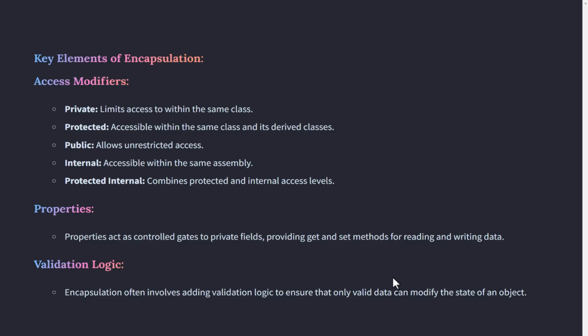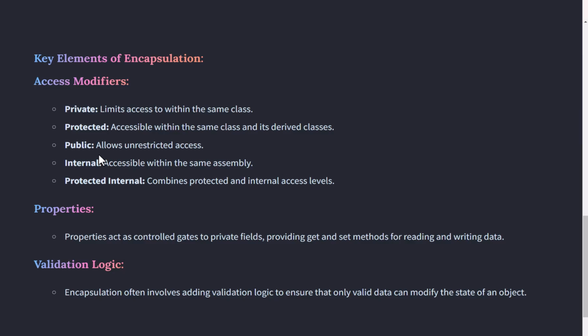Then we have protected, which allows access within the declaring class and the derived classes, offering more flexibility while keeping data relatively secure. You use protected when you want to enable controlled access for a child class while keeping it hidden from everything else. Then public, which is like no restrictions at all.